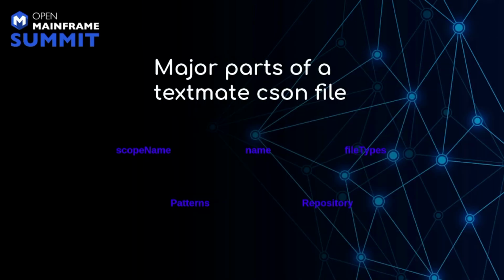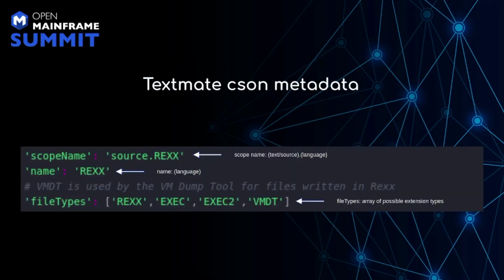Now the main file that handles highlighting is written in CSON format and has these major parts. Over the next few slides, I will explain these parts with examples. Coming to metadata. This holds key information about the highlighter. It mainly consists of scope name and file types. Scope name is the unique name for the grammar following a convention of being a dot-separated name where the right part specializes in language name. Here, the language we are referring to is Rex.